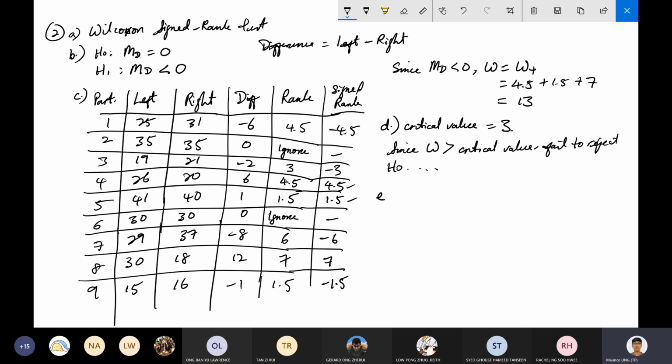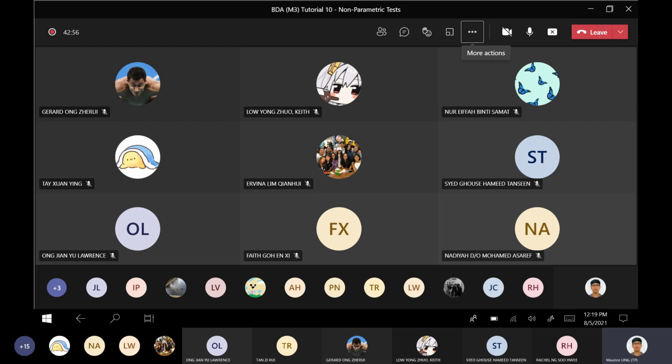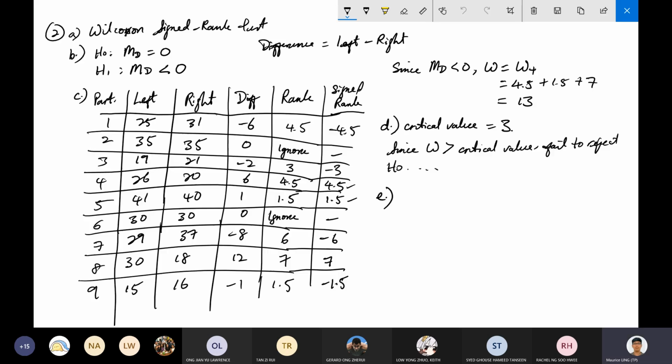Okay. So E asks you if this is a parametric. What is the parametric equivalent if the data is not normally distributed? What's the parametric equivalent? Just now I already gave you the answer. So Faith, what is the parametric equivalent? A dependent t-test. Correct. Dependent t-test. Okay, so all of you are able to do it.